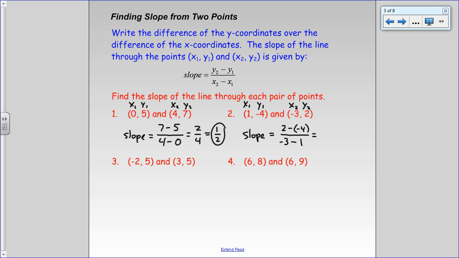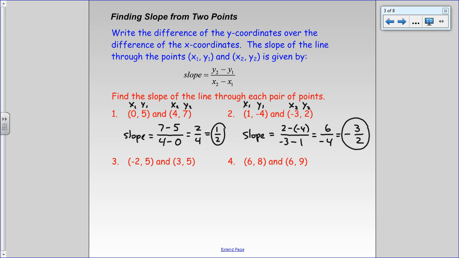Note that 2 minus negative 4 is the same thing as 2 plus 4, so we have 6. In the denominator, we have negative 3 minus 1, and that would be negative 3 plus negative 1, which is negative 4, giving us a slope in simplest form of negative 3 over 2.